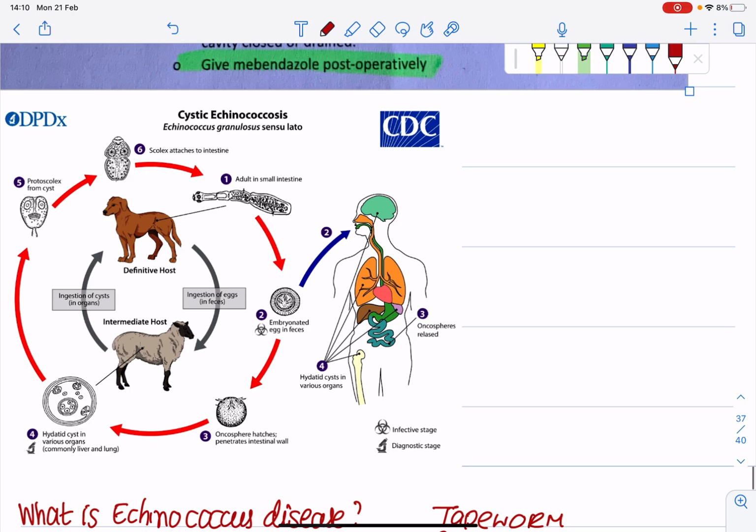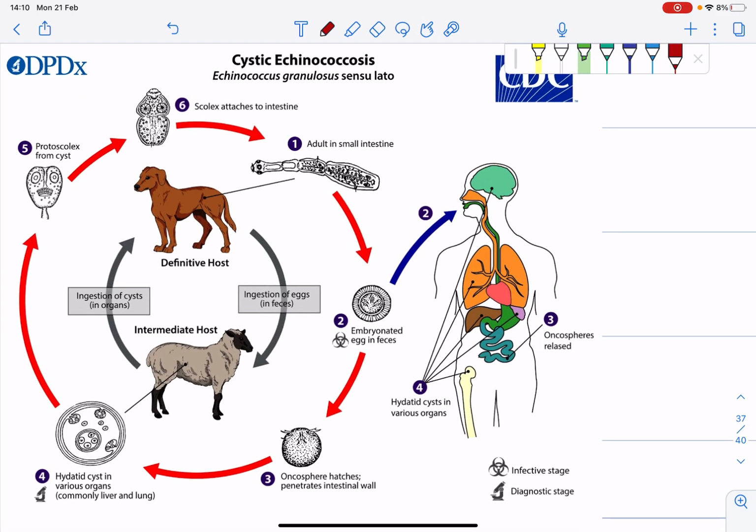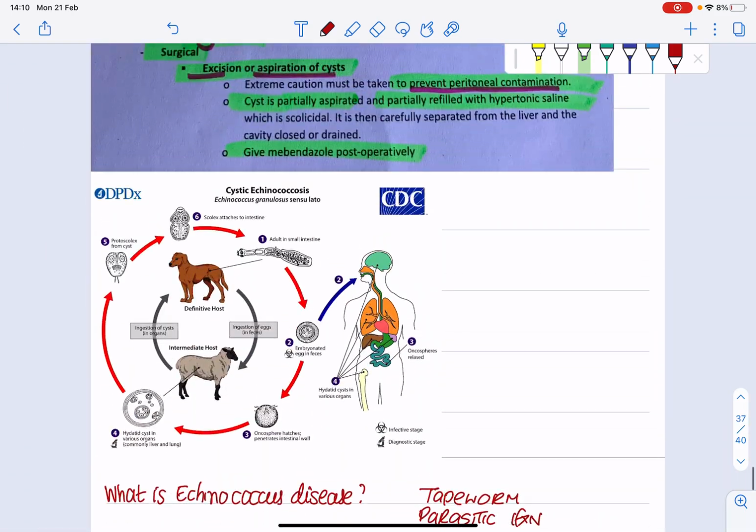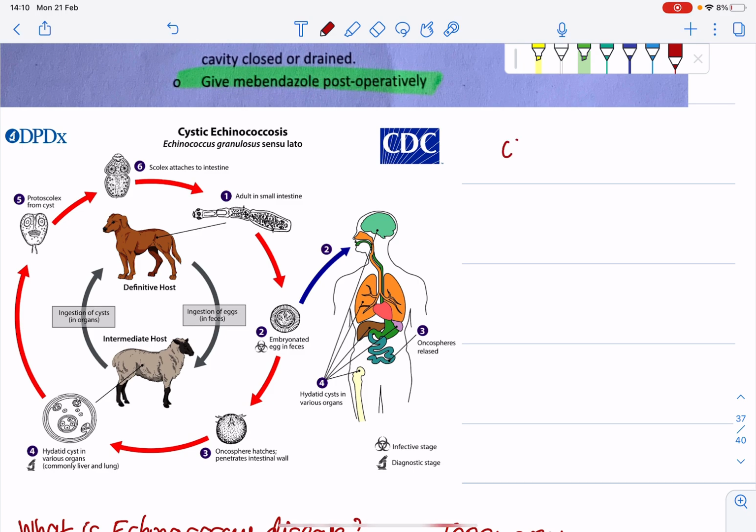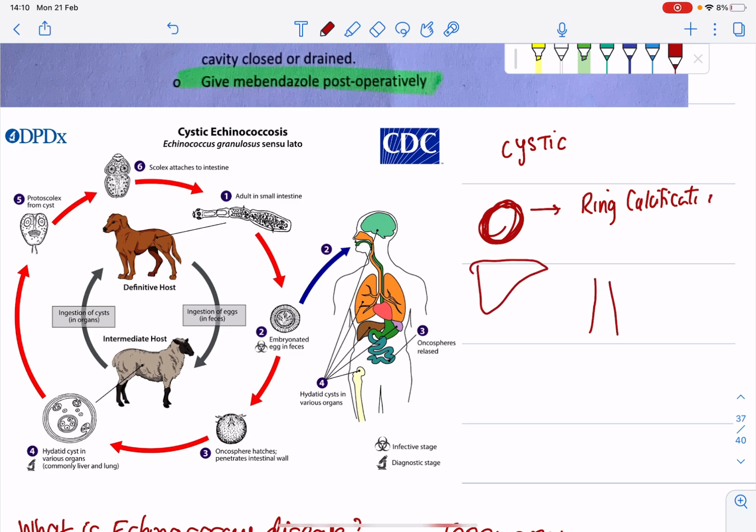So here's a diagram of the cystic echinococcus parasitic disease. This causes a cystic parasitic infection within the host. Now these cysts appear as ring calcifications on CT. These cysts can form within the liver or within the lungs, and as they form within the liver, they calcify.